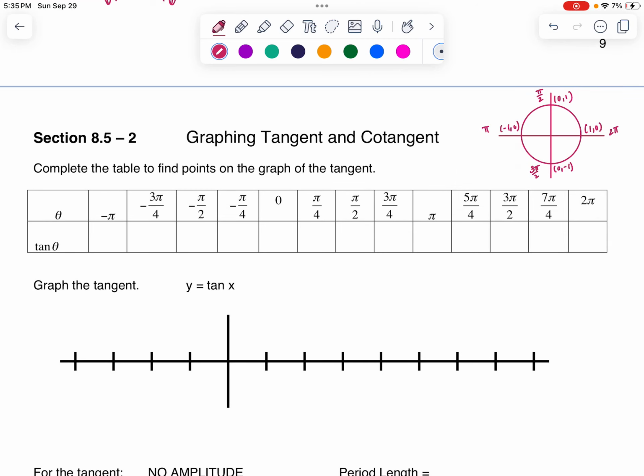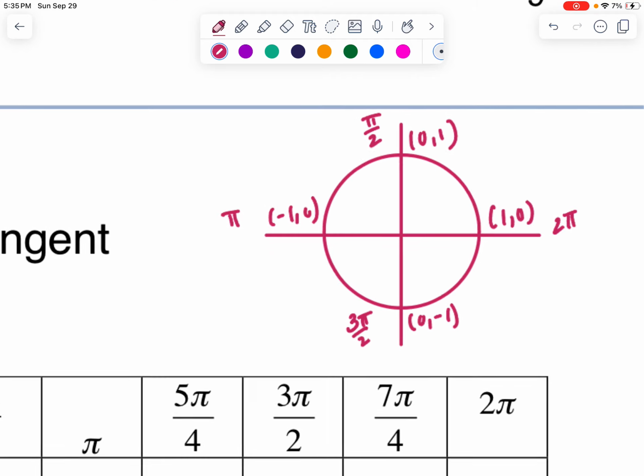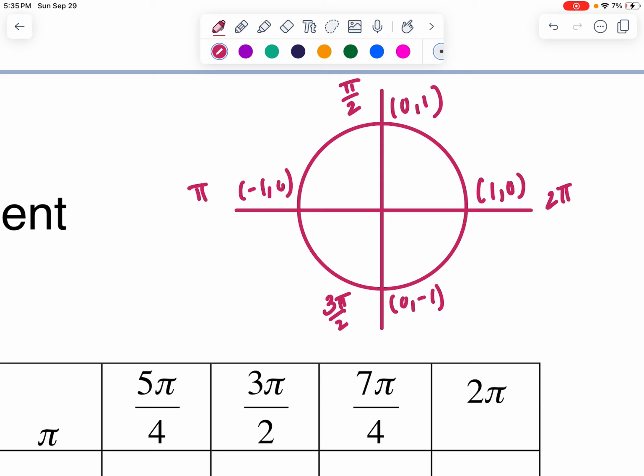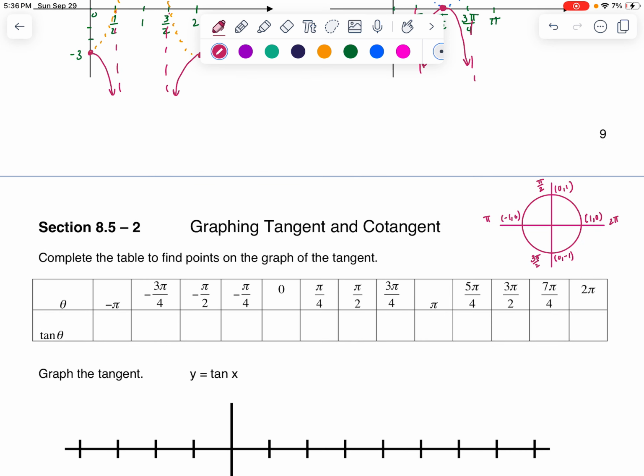Alright, here we are. We're on section 8.5, section 2. We're going to focus on graphing tangent and cotangent today. When we are completing the table to find the points of the graph of our tangent, we always want to go ahead and refer to our unit circle. Again, these are just the four corners, just so we're referencing these guys.